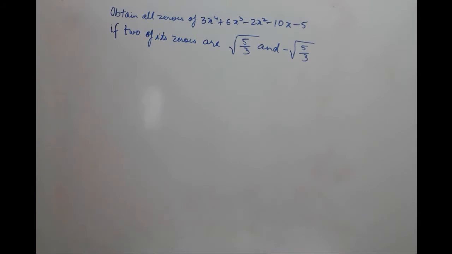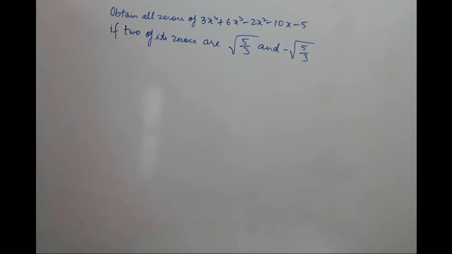Hello students, today we solve problems of larger polynomials. So far we were dividing and finding zeros of quadratic polynomials. Now we will find zeros of polynomials which are larger than the quadratic polynomial. In this case it is a polynomial with the highest degree of 4. Now how do we get the zeros?